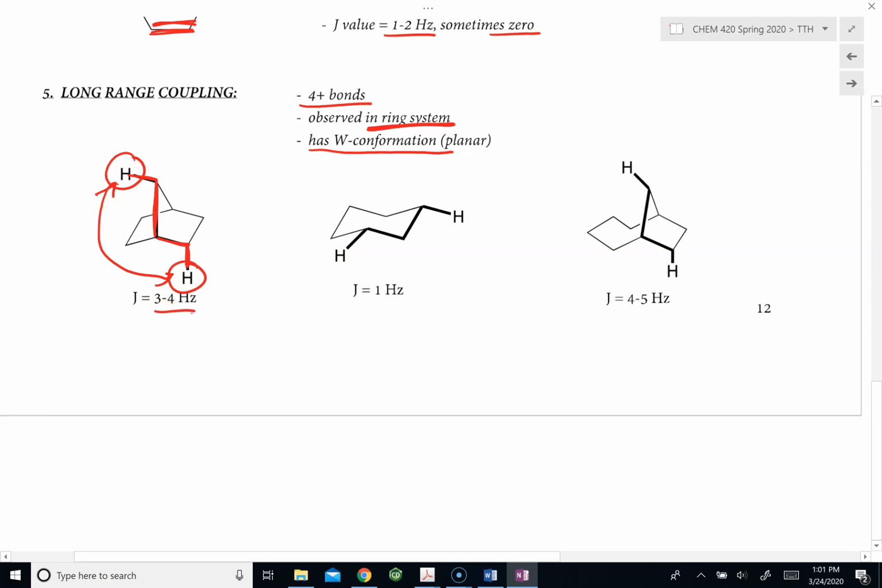And moving on to a cyclohexane. These two hydrogens in here, these two equatorial hydrogens, are actually communicating with each other. And in this case, they're also about 1 Hz. And again, we can see the W conformation in them. And that would be the best way we would recognize them. And another example is this one. And in this case, its J value is 4 to 5 Hz. So that is the long-range coupling that is seen in ring structures.